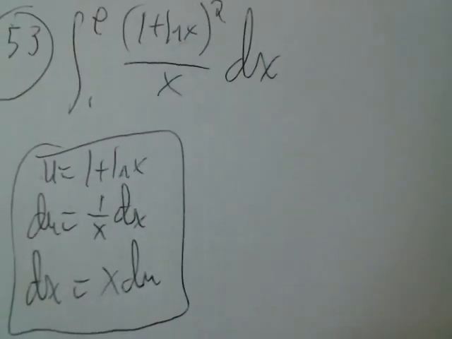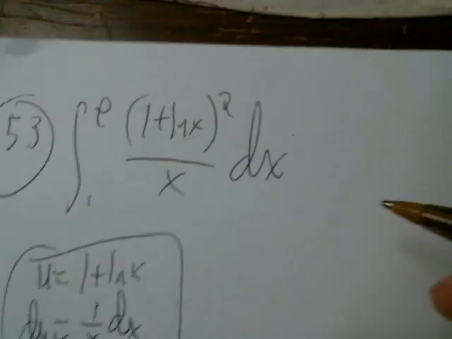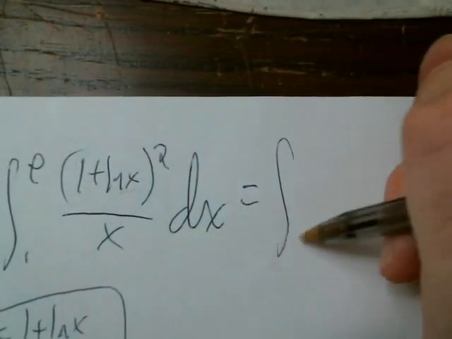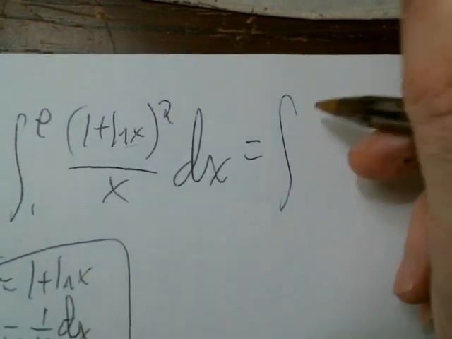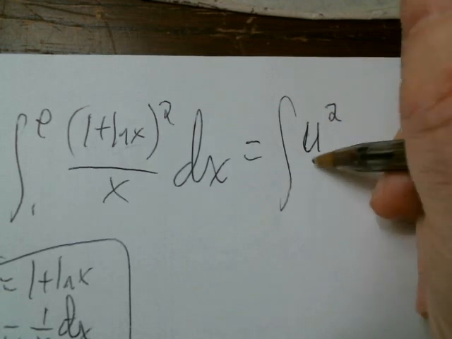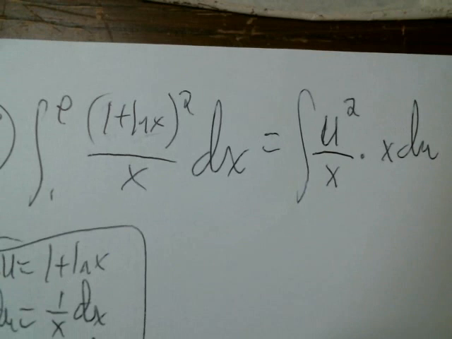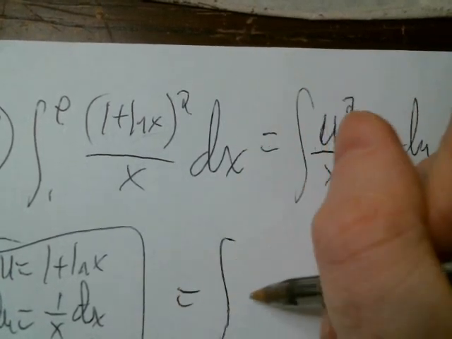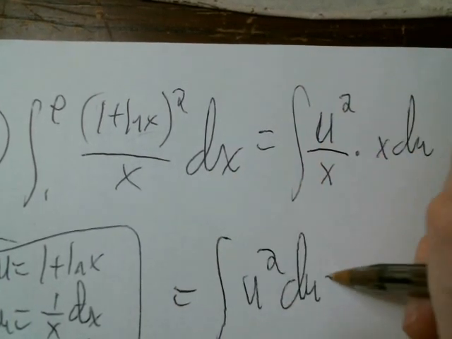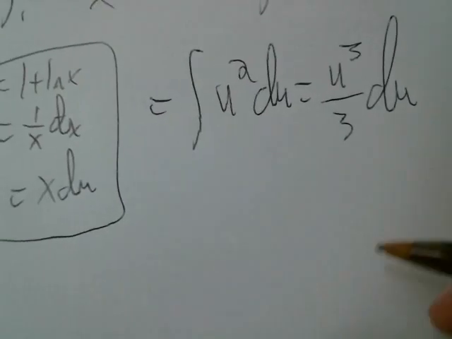Okay. If you want to, you can rewrite your limits. I'm going to wait and back substitute. Okay, so I got my new integral. 1 plus ln x is now u, so u squared all over x times dx, which is now x du. So the x's divide out, and you're left with the integral of u squared du, which is u cubed over 3. And then I'm back subbing.